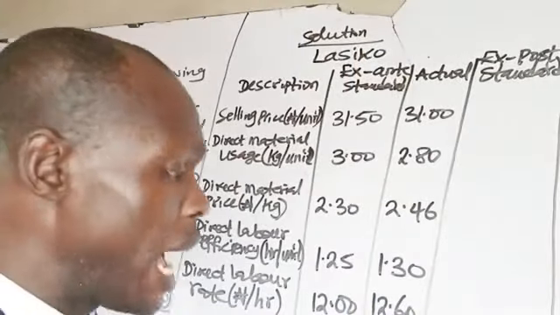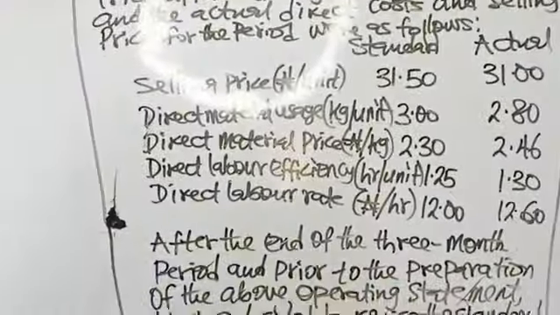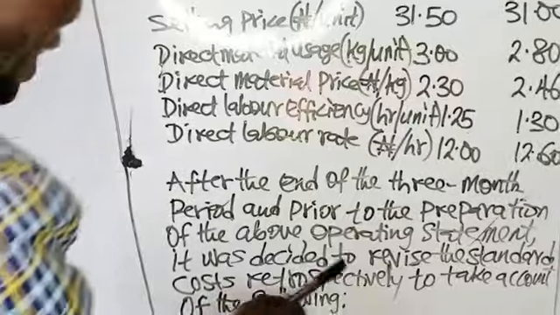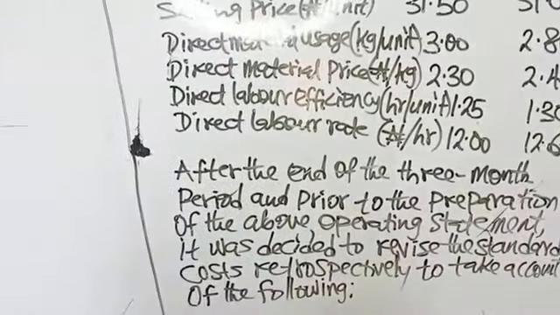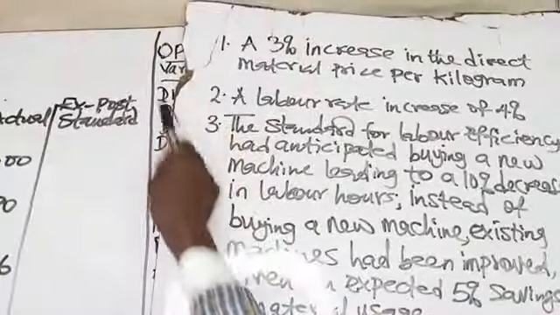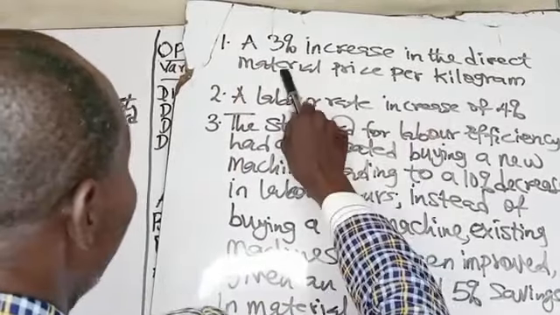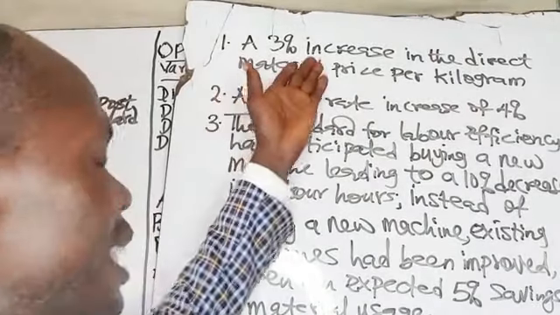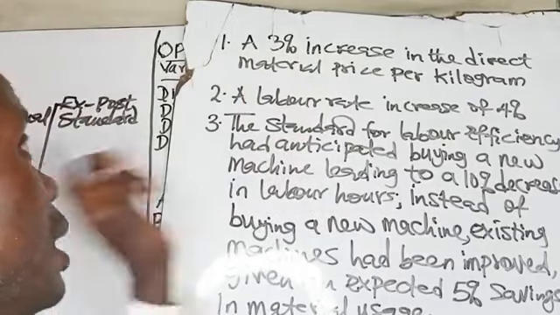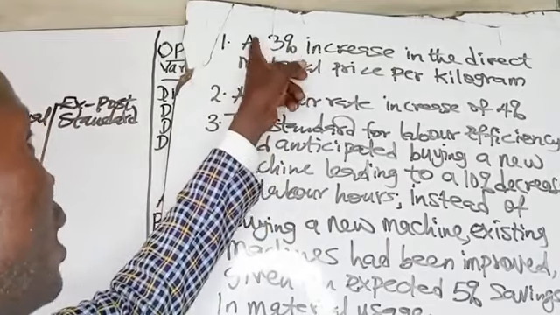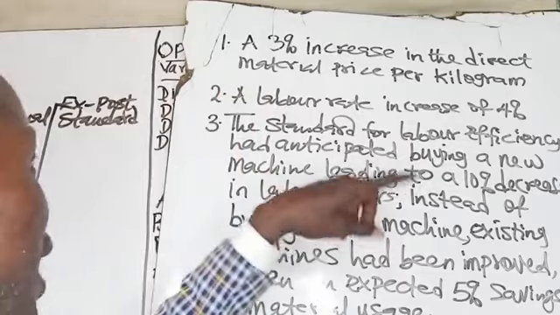Now, back to the additional information. After the end of the 3-month period and prior to the preparation of the above operating statement, it was decided to revise the standard cost retrospectively to take account of the following. 1, a 3% increase in the direct material price per kilogram. If the price per kilogram of material would increase by 3%, that means the initial standard will need to be altered to cater for the 3% increase. So that when you alter the original standard, you arrive at the latter standard, which is ex post.